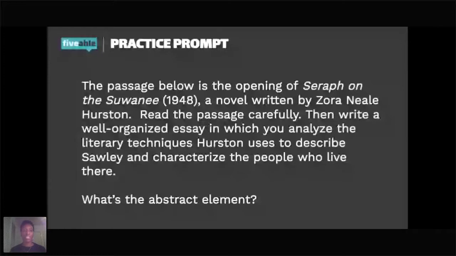So we'll say something like this: the literary techniques used to, yes, describe Solly, whatever Solly is, we don't really know yet, and the people who live there. I mean, obviously we can infer that Solly's a place. So describe Solly and characterize the people who live there. And that's going to be important because now we're thinking, why these two things? So we're going into the prompt knowing that there are two things that we're looking for and that there's going to be some sort of complexity in there. Either the town's going to be complex, or the town versus the people is going to be complex, or the people are going to be complex. Something is going to have some conflict.